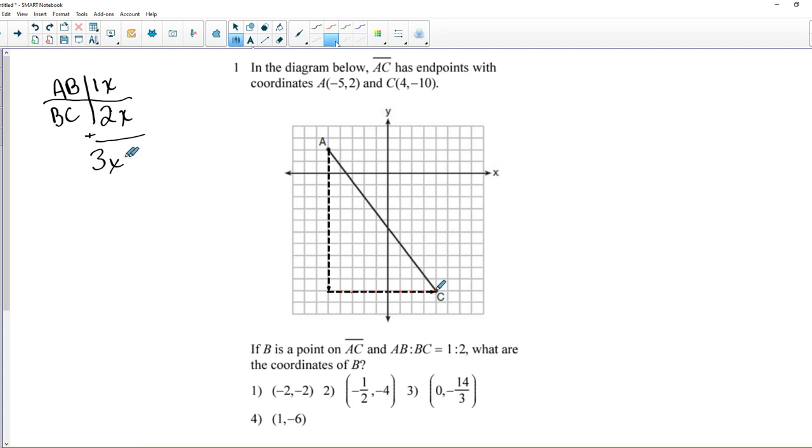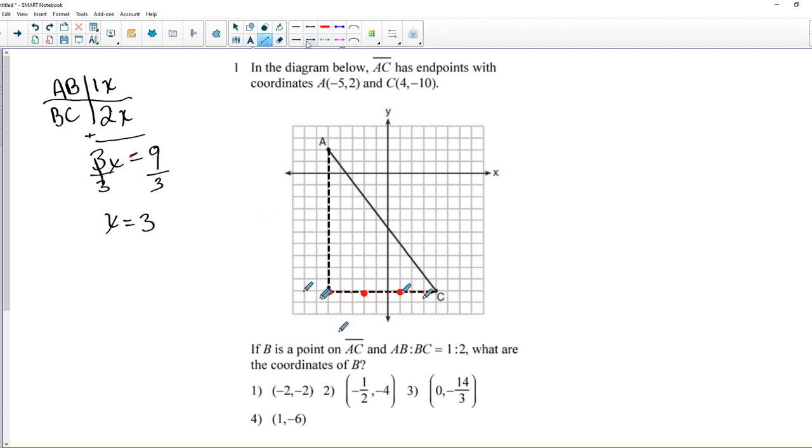So if I went back to my 3x here and said, well, 3x needs to be equal to 9, and solve this equation, I find out that my x is equal to 3. If x is equal to 3, that means each part will be 3 units long. So I'm going to go back to my first point here, and I'm going to count every 3 units and put another point. 1, 2, 3. 1, 2, 3. So as you can see, I've now divided my horizontal into thirds.